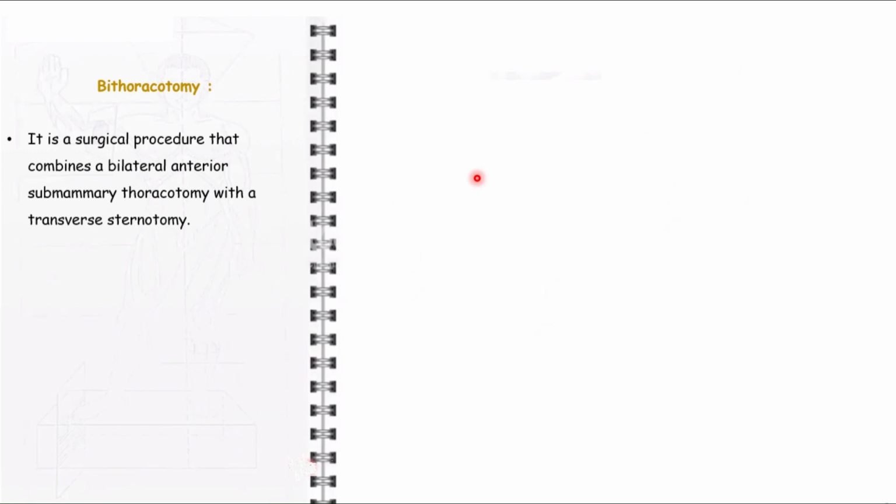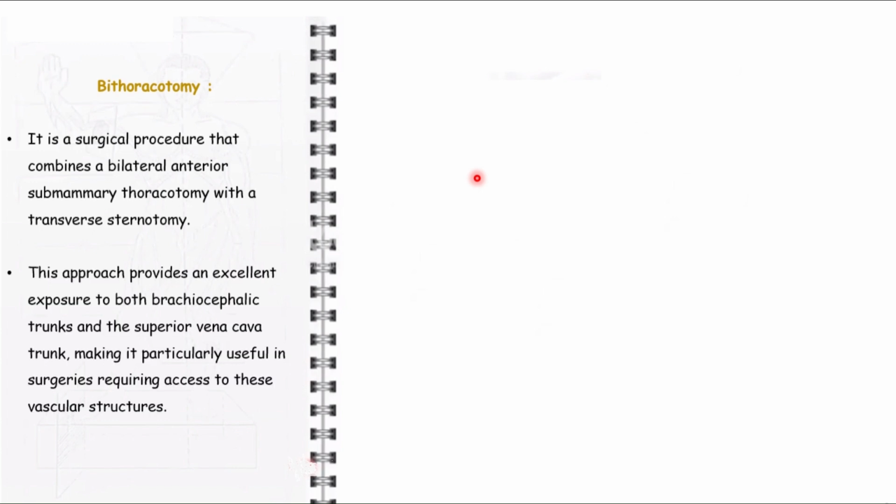And the bithoracotomy. It is a surgical procedure that combines a bilateral anterior submammary thoracotomy with a transverse sternotomy. This approach provides an excellent exposure to both brachiocephalic trunks and the superior vena cava trunk, making it particularly useful in surgeries requiring access to these vascular structures.